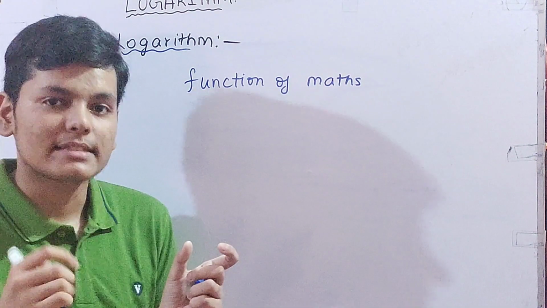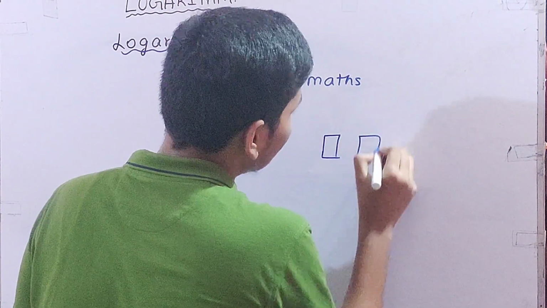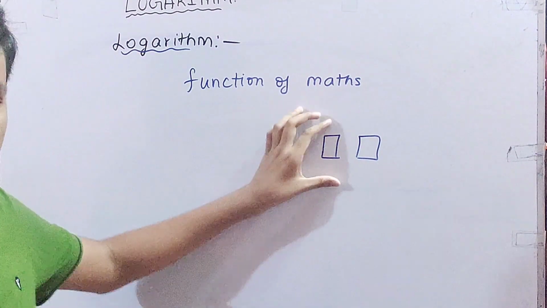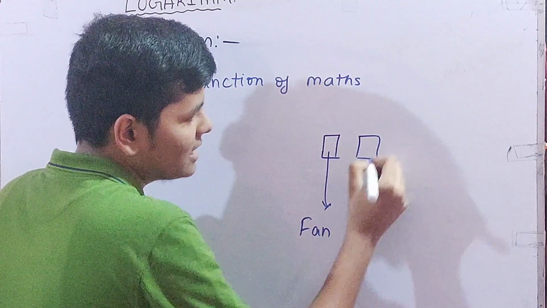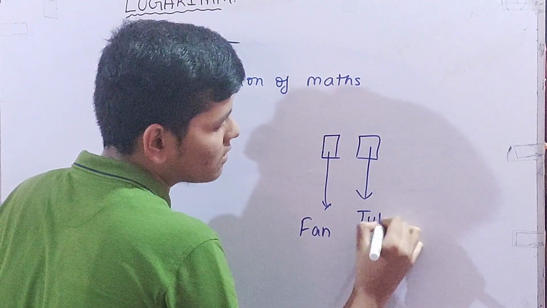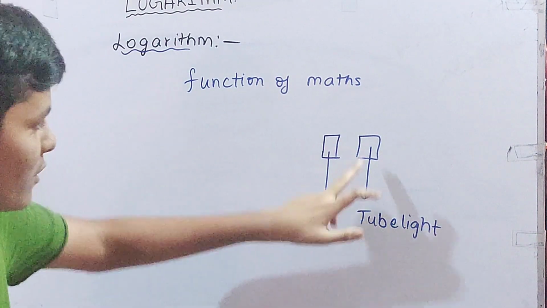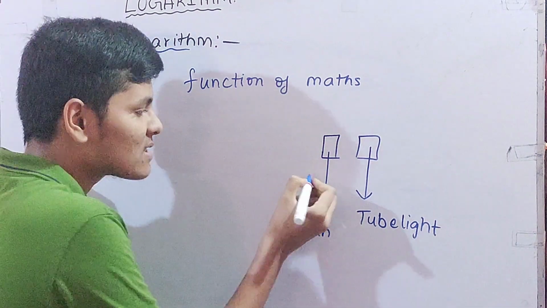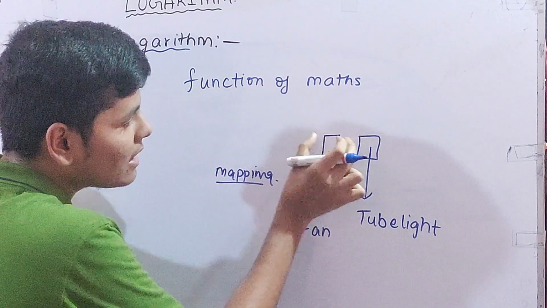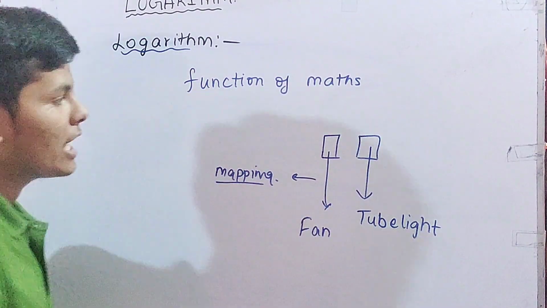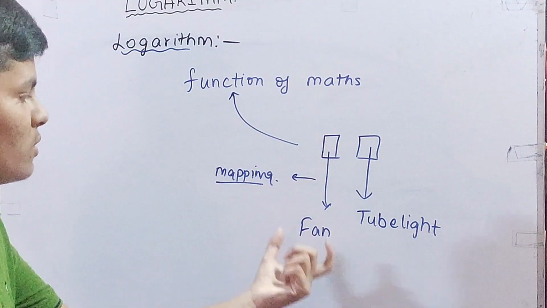Now, let us take an example of a switch. Or let us have two switches. What switch? This is an electrical switch. Suppose this switch turns on a fan and this switch turns on a tube light. Now, if you press this button, the fan turns on. If you press this button, the tube light turns on. Now, this is called mapping. It means you are relating this with the thing. If you press this button, it performs a particular function. And what is a function? The function is to turn on the fan.